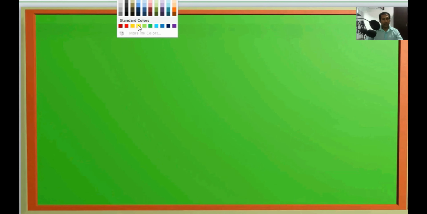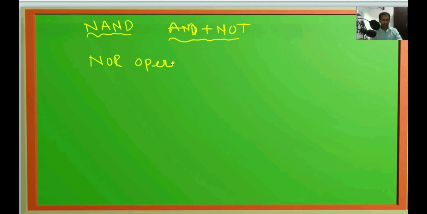Next, the NAND operation. The NAND operation is nothing but the AND operation plus the NOT operation. That is, the NAND gate performs the negation of the AND gate. The next one we require is the NOR operation. The NOR operation is equal to OR plus NOT, right? So it is the negation of the OR operation as performed by the NOR gate.